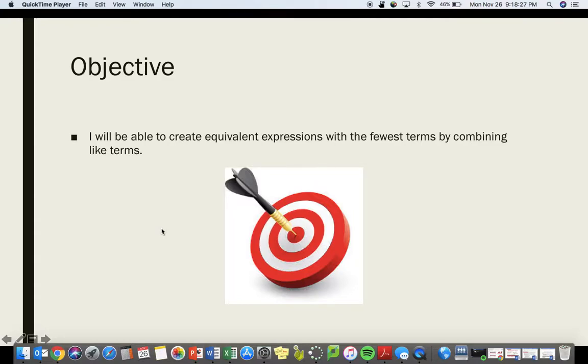In this video, our objective is: I will be able to create equivalent expressions with the fewest terms by combining like terms.